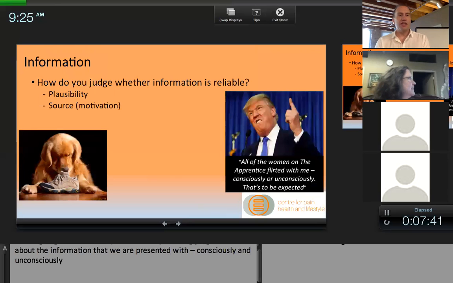Secondly, we have a look at who's giving us that information. And we might make a judgment on the information based on where it comes from. So when we're presented with information, it comes from a certain source, and we look at that source and we try and judge what their motivation for providing that information is. And that helps us decide whether we believe it or not, right?